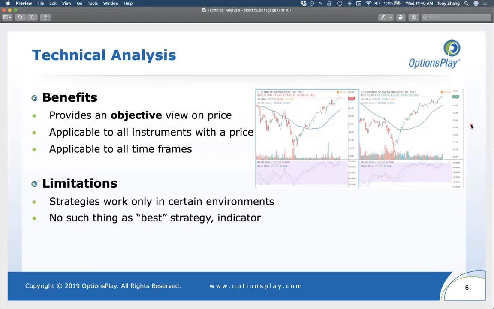And the one thing that I always want to drill into users' heads is, number one, no matter what type of analysis that you do, whether it's technical or fundamental, they only work in certain environments. No strategy works in all environments all the time.